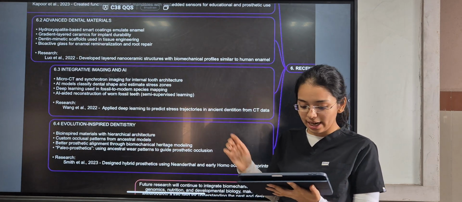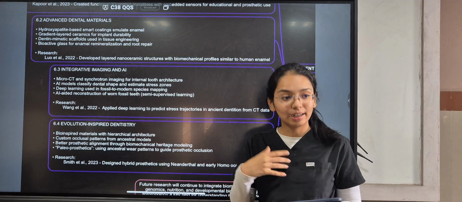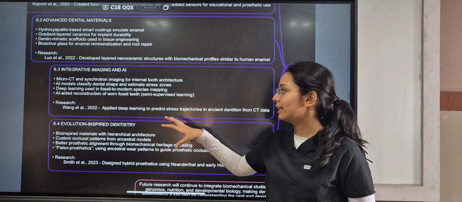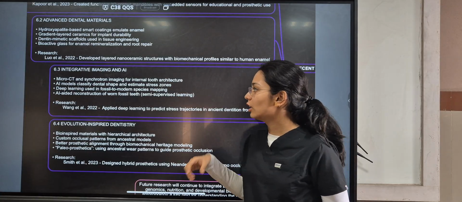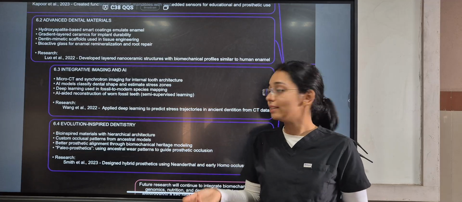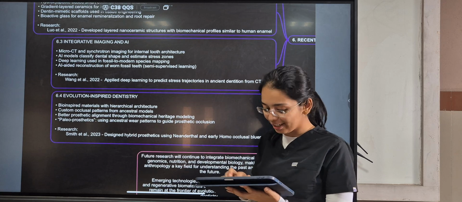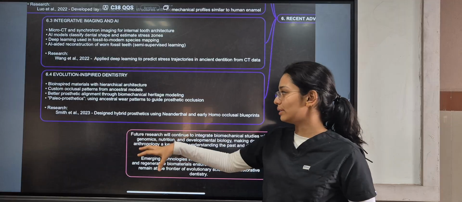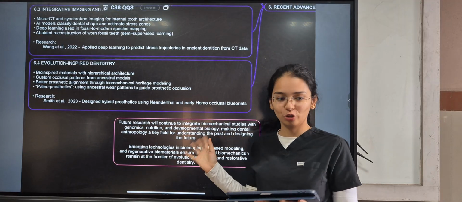And then we have integrative imaging and AI. As you know, micro-CT and synchrotron imaging are used for internal tooth architecture. There are AI models which classify the dental shape and estimate the stress zones across the teeth. Deep learning is also used, integrated with AI, and AI-aided reconstruction of worn fossil teeth can also be done. And evolution-inspired dentistry is also there, where a study conducted by Smith et al. designed hybrid prostheses using Neanderthal and early Homo erectus blueprints.